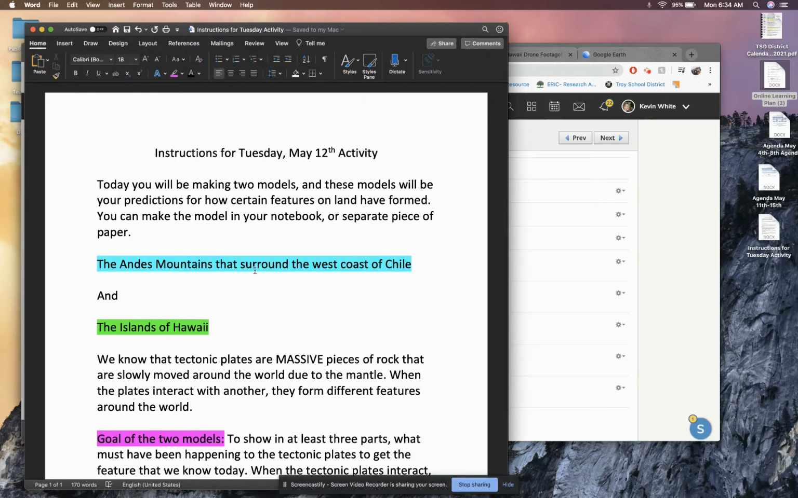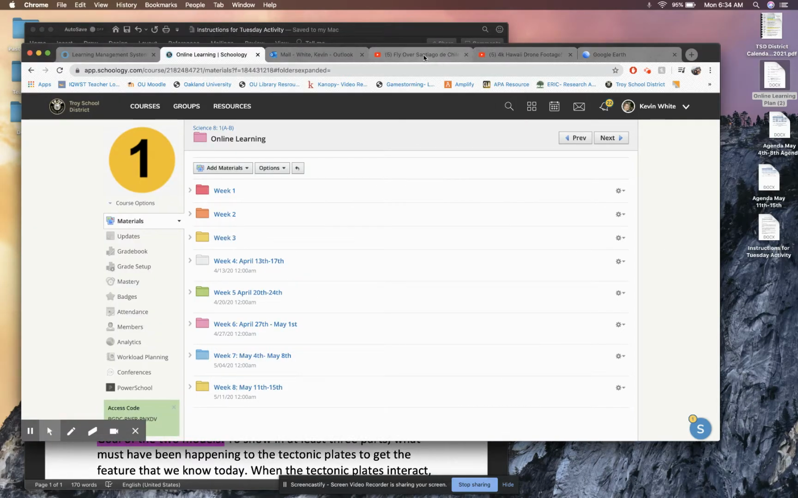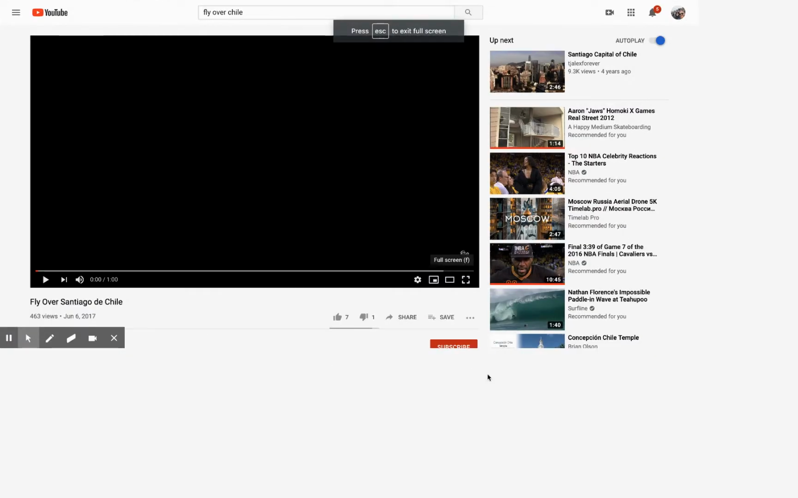So what we're going to be doing is looking at two different locations today. We're going to be looking at the Andes Mountains that surround the west coast of Chile and the islands of Hawaii. So we know that tectonic plates are massive, massive, massive pieces of rock, but they're slowly being moved by the mantle. And this is going to allow us to get different features around the world. So let's take a look at what the Andes Mountains look like. Here's a little flyover in Santiago, which is the capital of Chile.